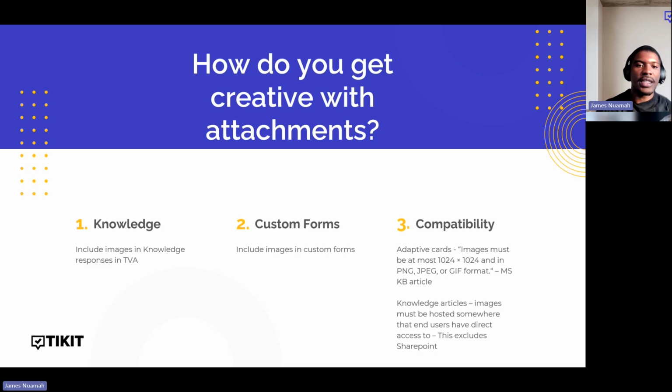Right, so how can we get creative with them? I've seen a lot of these requests come up with people sending in emails at help.ticket.ai, which has been really nice to see. So you can add images in knowledge, so they can be sent as responses in TVA to end users, which is really nice. You can also embed them in custom forms. So it's similar to the knowledge part of things, where you can get an image in, as part of a template, which will be really, really cool to see for end users.